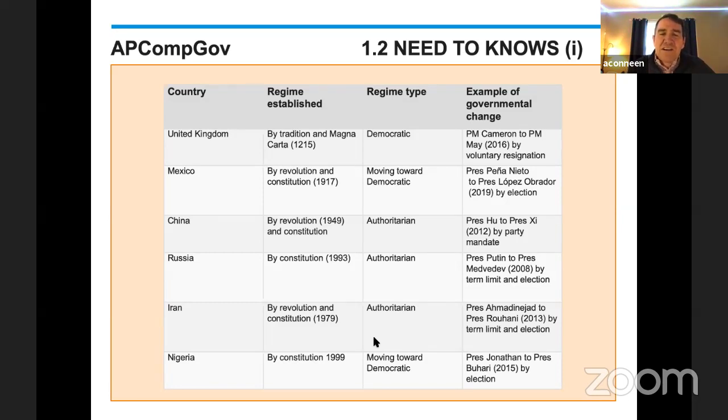Iran, like I mentioned before, their regime started in 1979 with the Islamic Revolution and the creation of the theocracy in Iran. But we have had government change going back to 2013 when President Ahmadinejad was replaced by President Rouhani, the current president of Iran, and that was because of both a combination of term limits and a national presidential election in Iran. And the last time we saw government change in Nigeria was when President Goodluck Jonathan lost an election in 2015 to President Buhari.